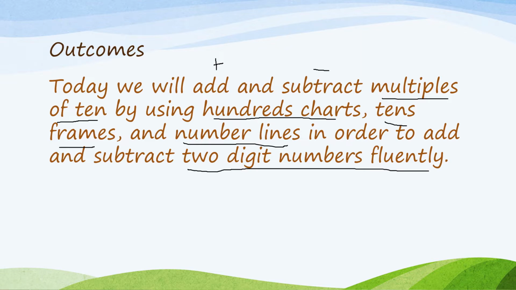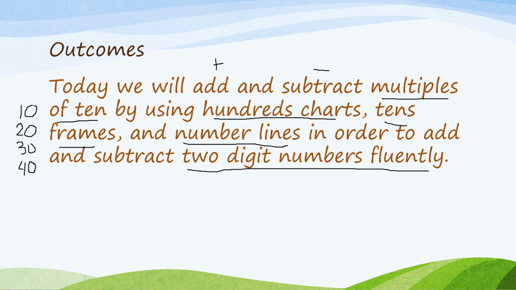What are multiples of 10? Well, when we skip count by 10, we start with 10, and 10 more makes 20, then 30, and 40, and so on. We call these numbers multiples of 10. We're going to do that today by using hundreds charts, tens frames, and number lines.